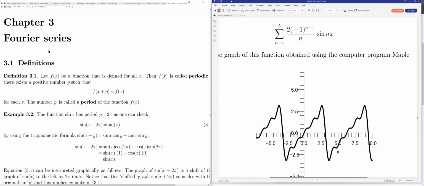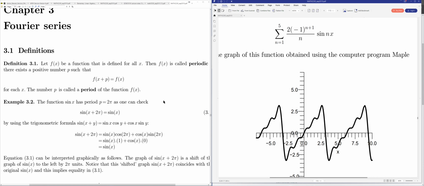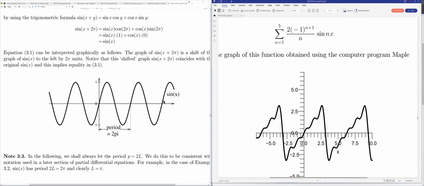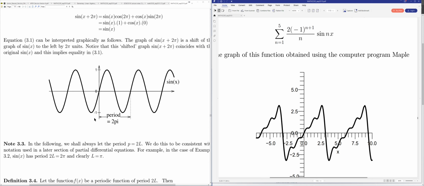Okay, so a new topic here is Fourier series. And for Fourier series, what we will be dealing with would be periodic functions, right? So that's the first thing that we're going to talk about. A simple example of a periodic function is sine x over here, right?